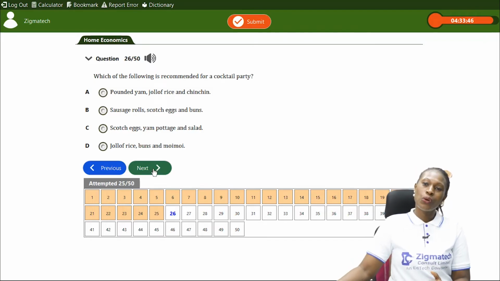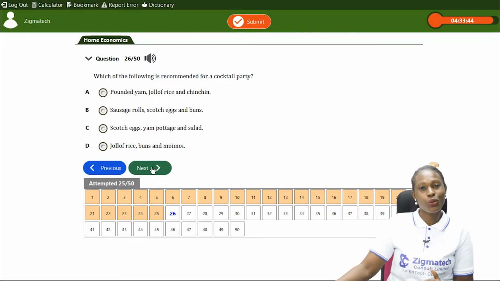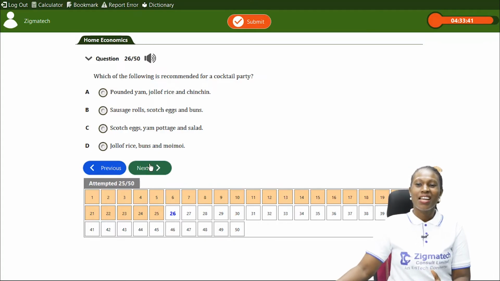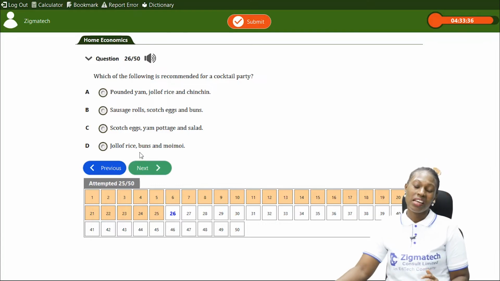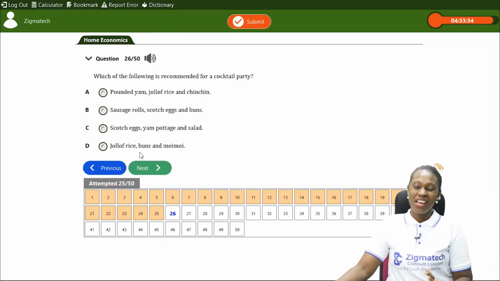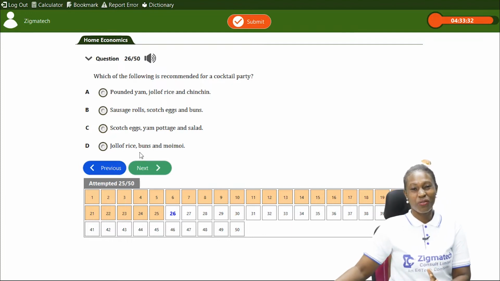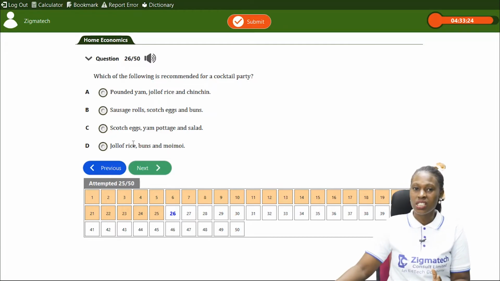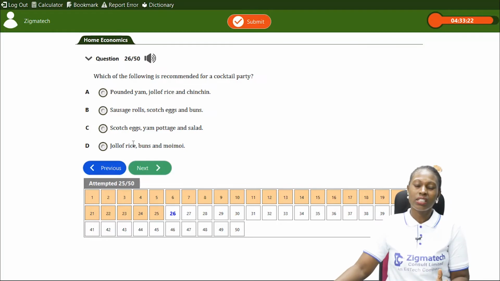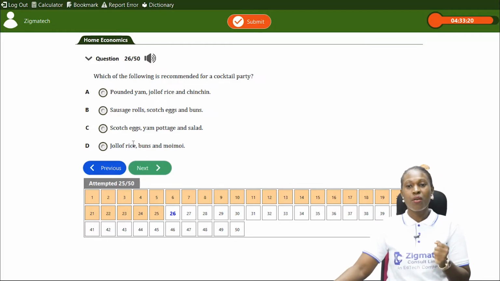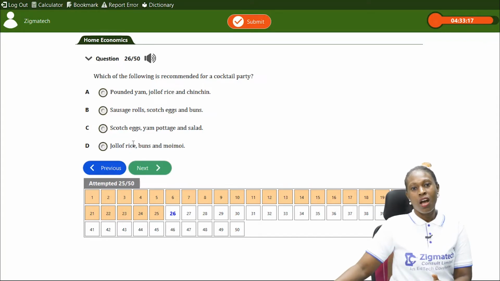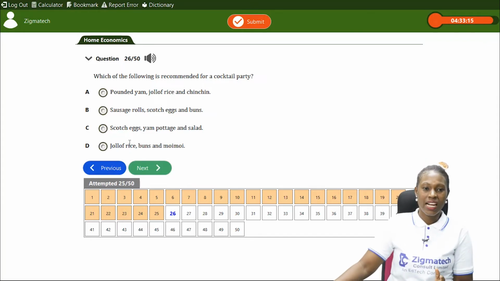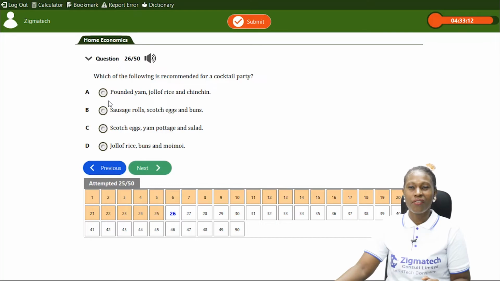Now, which of the following is recommended for a cocktail party? A cocktail party is just a party that doesn't have too much of formalities. People can just stand around, talk, and gist, and then take light drinks. So you do not expect to take very heavy foods. You need to just take something very light. So now let's look at the options we have here.